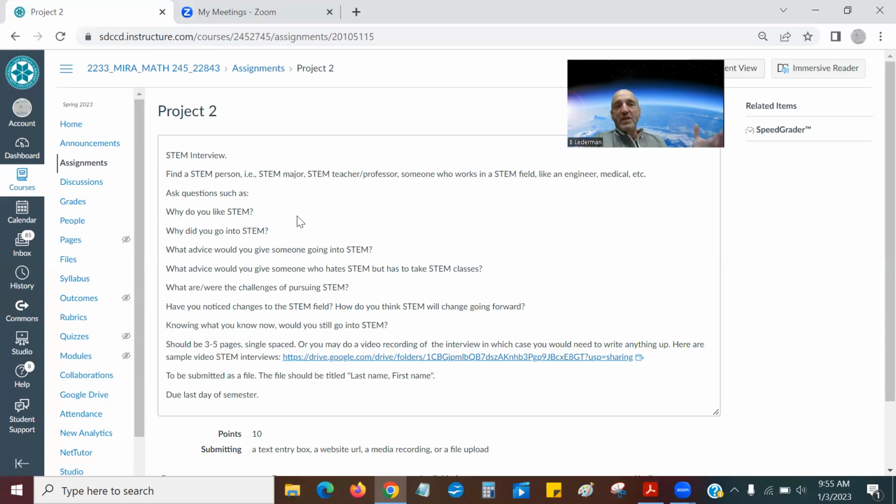First of all, what do they do that makes them part of STEM? Are they students? Are they working? What's their job title? But also, why do they like STEM, or whatever it is that they do? Why did they go into it, or why are they going into it? What advice would you give someone who's going into STEM? Have you seen STEM change over the years? Would you do it again if you were starting all over again?